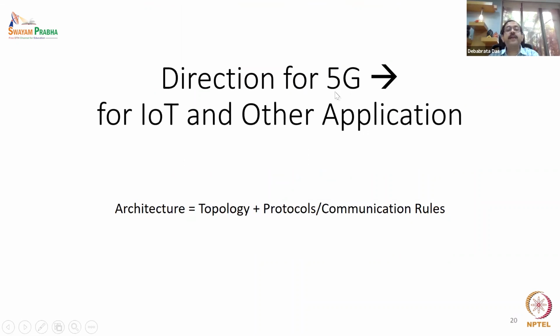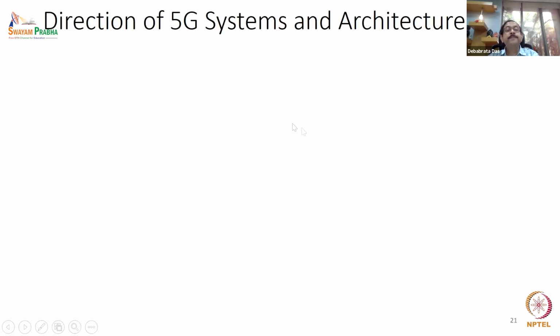Now, the direction for 5G to support IoT. Which direction is 5G moving? As I told you, to support IoT. So architecture is equal to topology plus protocol. The protocol means communication rules. What protocol? If you have studied application layer protocols for browsing, HTTP, hypertext transfer protocol, or TCP, transmission control protocol, or UDP, all those things are called protocols, communication rules. So in what direction is 5G moving to support those networks?